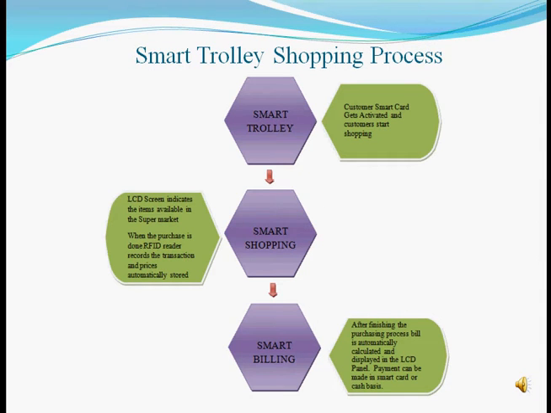Let's look into the smart trolley shopping process. At start, customers activate their card and start shopping. LCD screen indicates the items available in the supermarket where they can pick the items they wanted. After the purchases, RFID reader will record the transaction and price will be automatically stored. At last, bill will be processed automatically and displayed in the LCD panel. Payment term is accepted in smart card and cash basis.